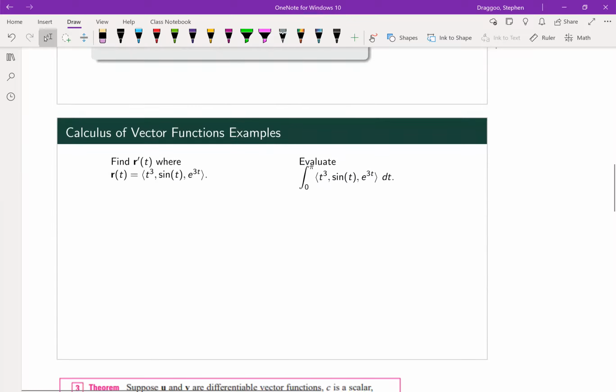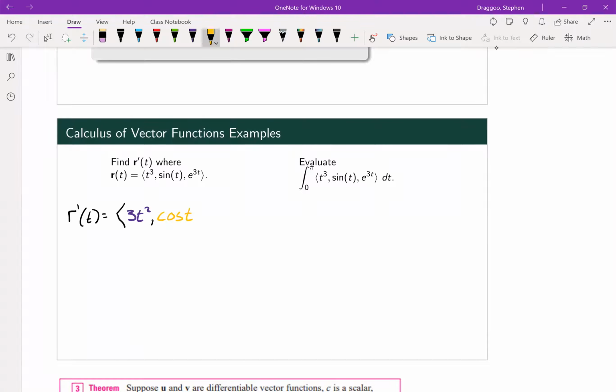So if we just take a look at an example of how that's going to go, finding a derivative for r prime of t means that it still comes out to be a vector, but instead of one derivative like we would have in Calc 1, it's Calc 3, so now we take 3 derivatives. So 3t squared for the x component. This looks like cosine t and positive cosine t for the y component, and 3e to the 3t for the z component.